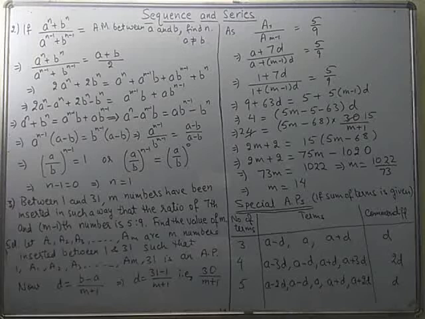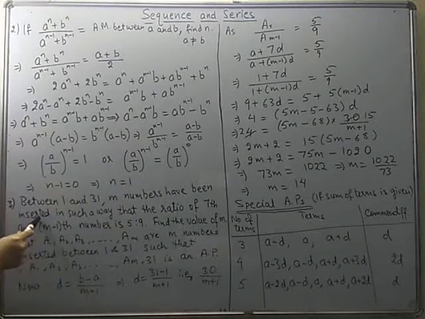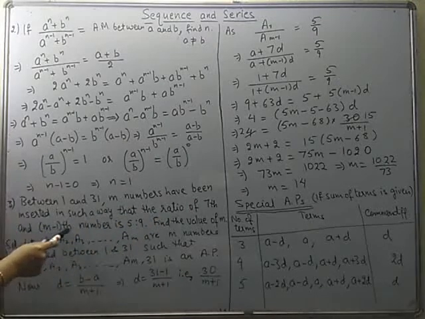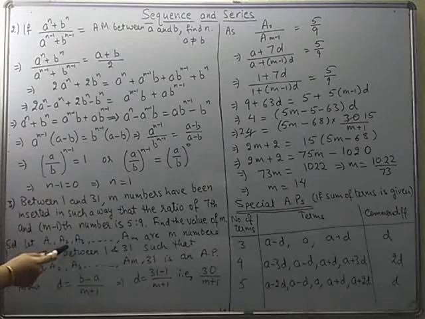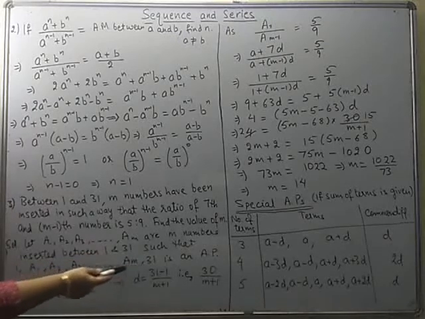Okay, check the next one. It says between 1 and 31, m numbers have been inserted in such a way that the ratio of the 7th and (m minus 1)th number is 5:9. So 1 and 31 are two numbers given to us. Between them, you are inserting m numbers. I have named those numbers A1, A2, A3 till Am. So these are the m numbers which are inserted between 1 and 31. So this is the new sequence we obtain.